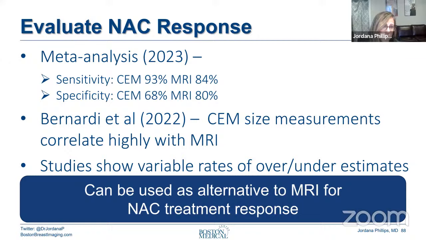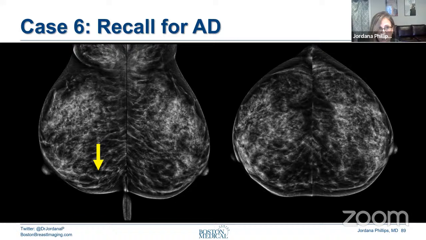For sure. So now we're going to look at recalls, which is an area that I really love using it for, especially for architectural distortion. So this was a really amazing case. A colleague of mine recalled this patient for exceptionally subtle distortion that was marked here by the yellow arrows on tomo, really subtle. We brought her back for contrast enhanced mammo.